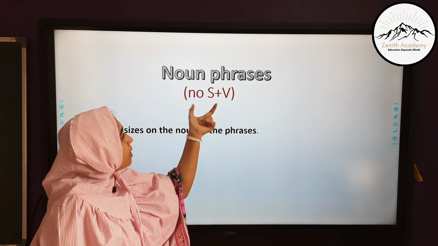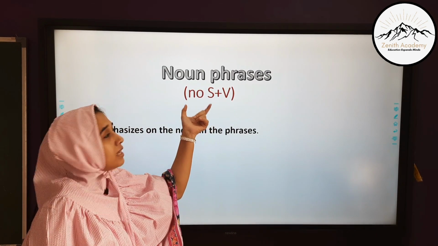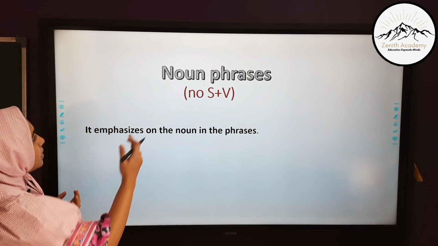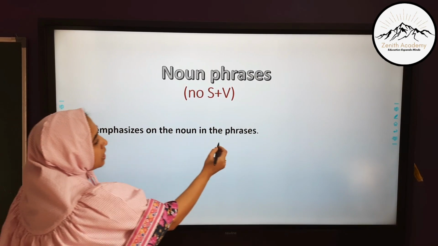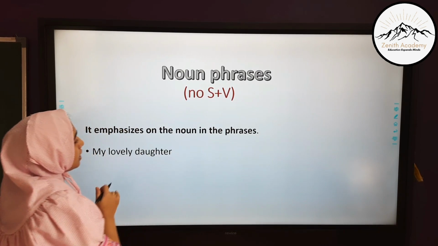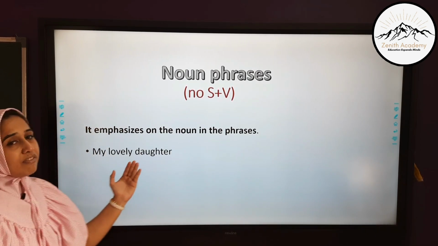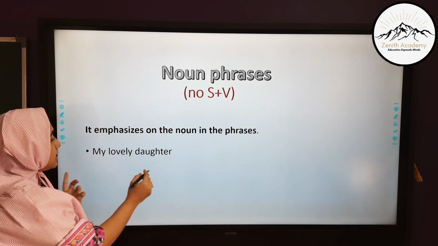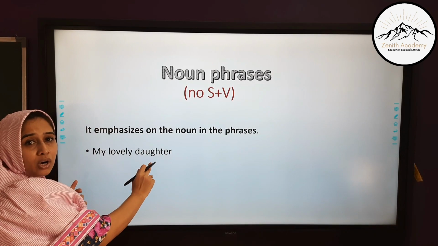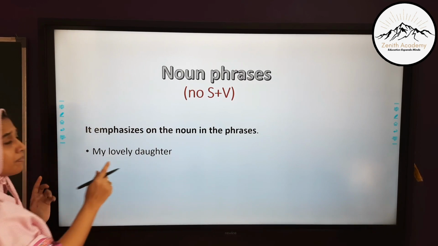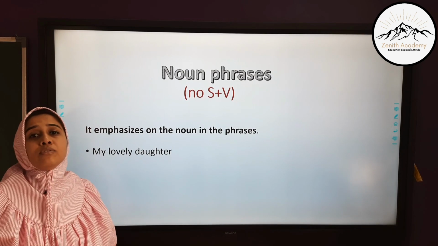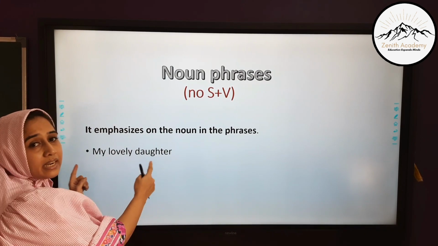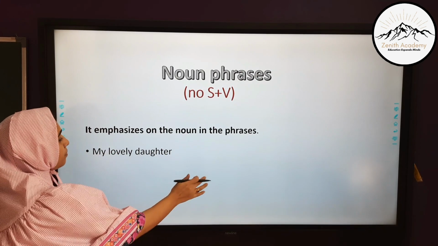Key point to remember here, once again I have highlighted it, that a phrase does not have a subject-verb combination. Noun phrase emphasizes on the noun in the phrase. Let's see the example. My lovely daughter. My lovely daughter is a group of words. It describes a noun, my daughter. But what am I trying to say about my daughter? That meaning is not conveyed. That is why it is a phrase and not a clause.